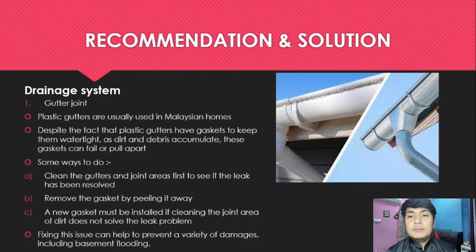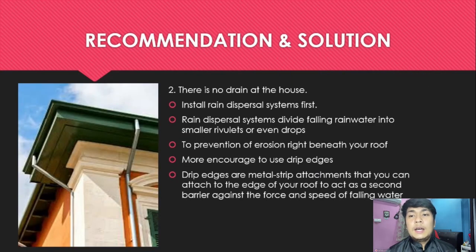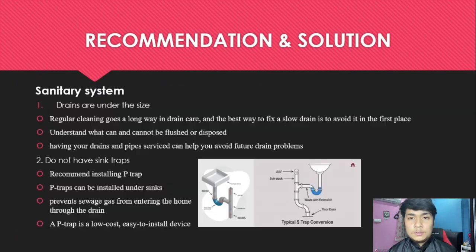The next part about the drainage system, I will talk about there being no down pipe, no drain in the house. So the rainfall will stagnate at the roof. The solution is to install a rain dispersal system. The system will divide the falling water in the right ways. It can prevent erosion beneath the roof or at the top of the roof.